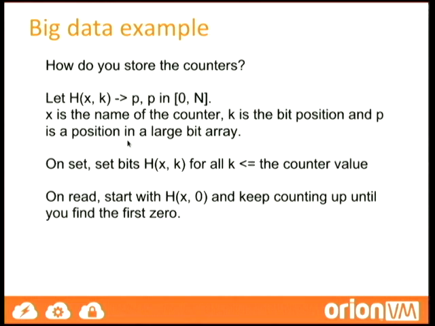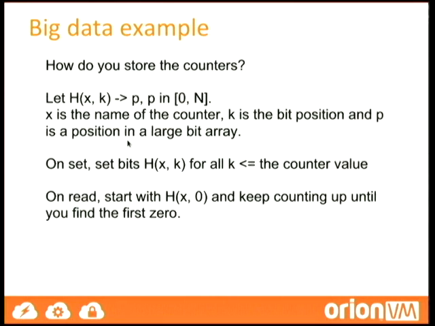So okay, you have this hash function, and essentially, given the name of the counter and a bit position, it works out where in the bit array it should be. So for counter Joe and bit position 1, you should be in bit position 10. So you go through and you look at the 10th bit, and you work out if it's set or not. Now, the interesting bit is on set: let's say k is a counter value, and let's say k is 5.